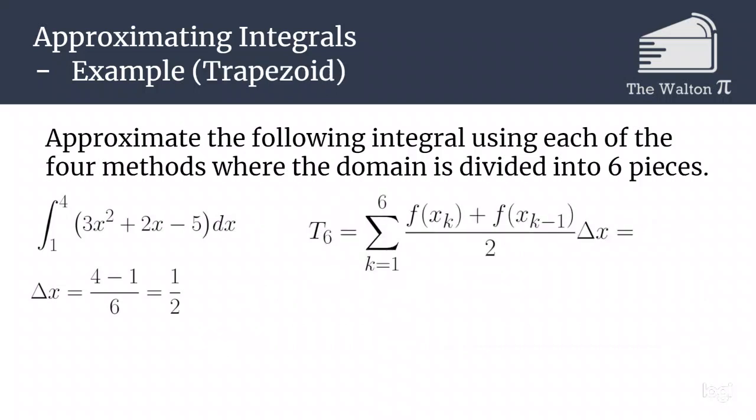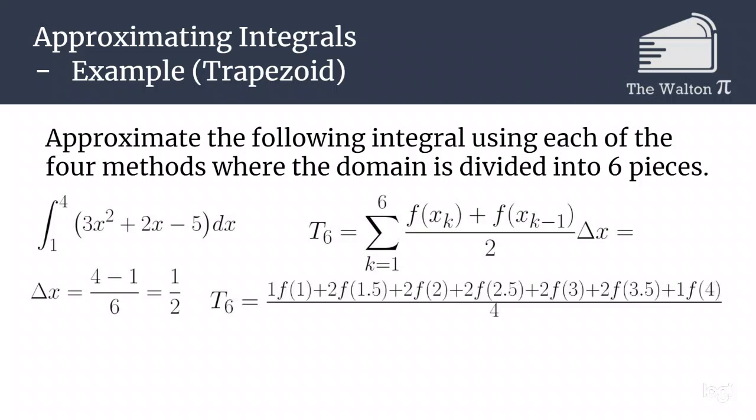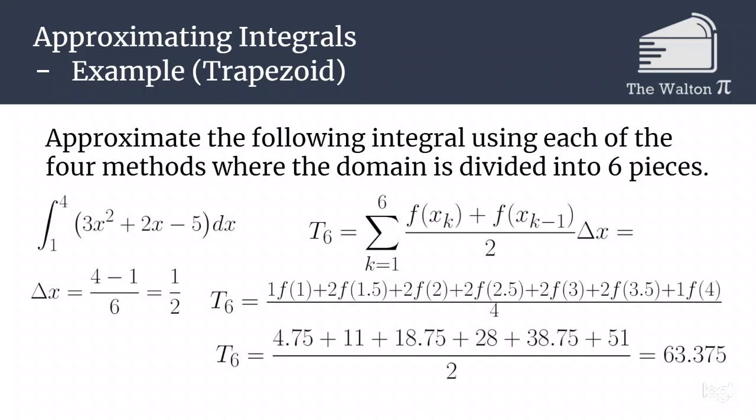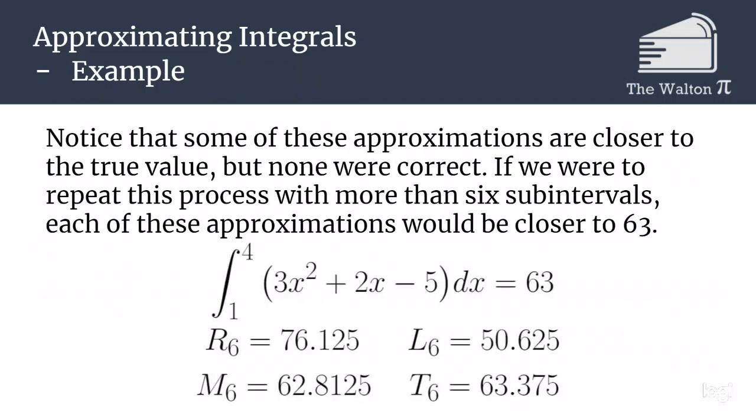And so this is going to be our formula for the trapezoidal rule. And if we were to plug everything in, it becomes 1f of 1 plus 2f of 1.5 plus 2f of 2 and so on. And when we evaluate this, this is 63.375. So some of these approximations were closer to the true value because we can evaluate this and we find that the integral from 1 to 4 of 3x squared plus 2x minus 5 is 63. All of them were kind of close, but the right endpoint and the left endpoint were a lot farther off than the midpoint and the trapezoid rule.